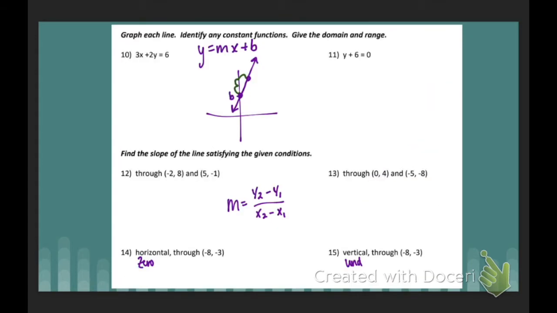For problems 10 and 11, we're graphing each line. Remember to first put our equation in y equals mx plus b form, and then to graph, we start by putting our b on the y-axis, and then we do our slope, whatever that says. So rise over run.